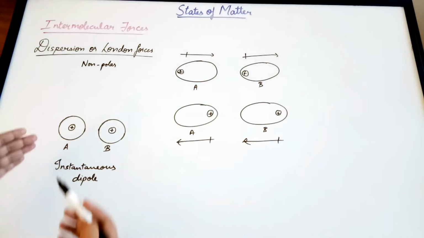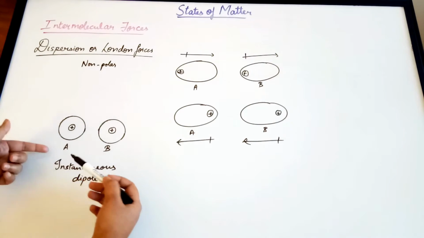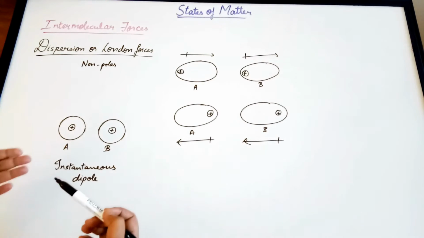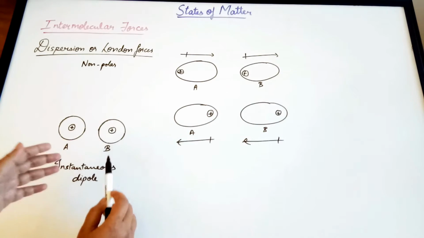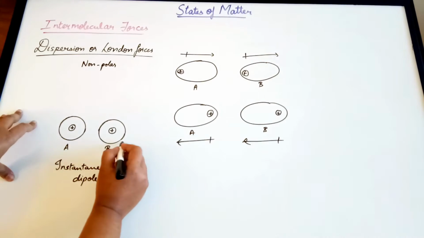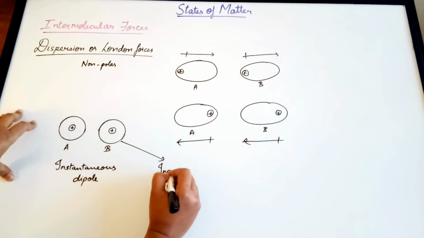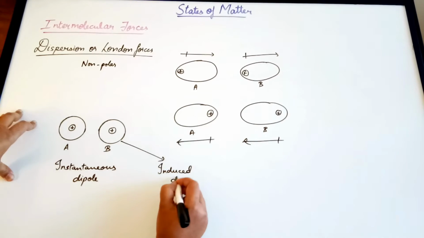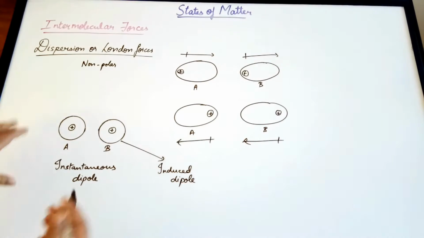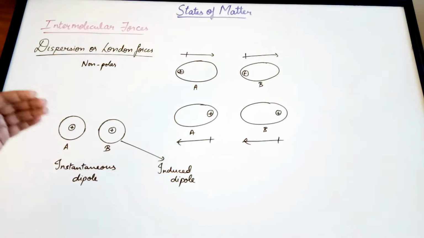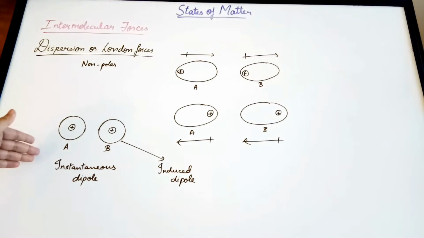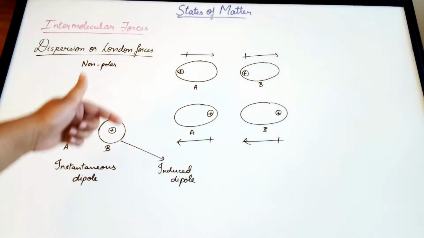Now, because A has an instantaneous dipole forming in A, if it gets pretty close to B, then there will be something called an induced dipole. See, the names are basically instantaneous and induced. Instantaneous is because of the electron cloud, and induced is because A is having an instantaneous dipole. So because of that, there is a dipole which is getting induced in B.